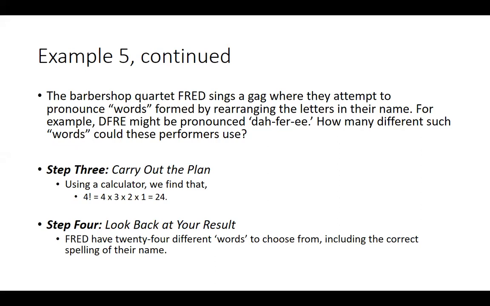Step 3, carry out the plan. Using a calculator, we find that 4 factorial is 4 times 3 times 2 times 1, which is 24. Looking back at our result, Fred have 24 different words to choose from, including the correct spelling of their name. So if you have a calculator that has that exclamation point or the factorial function, you can use that. Otherwise, to find something like 4 factorial, you multiply 4 times every number underneath, 4 times 3 times 2 times 1.